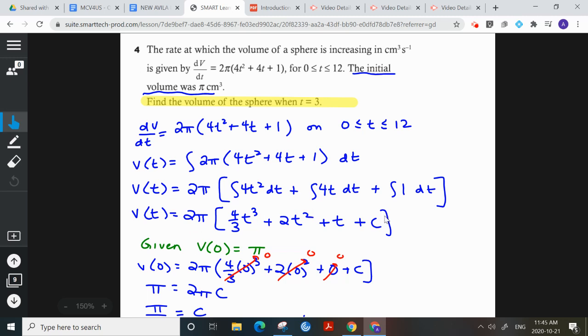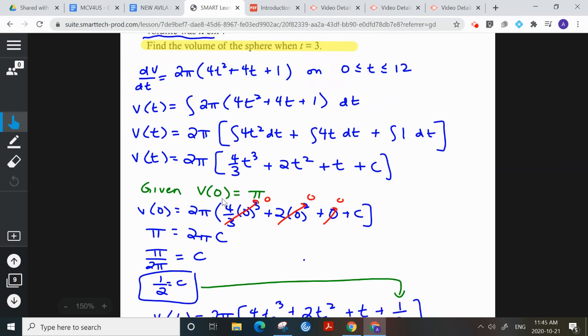So I have this big expression here, and I could double check: if I took the derivative of this, would I go back to this expression? And the answer is yes, I would. Now, I need to find the value of C because this equation is not useful without that.